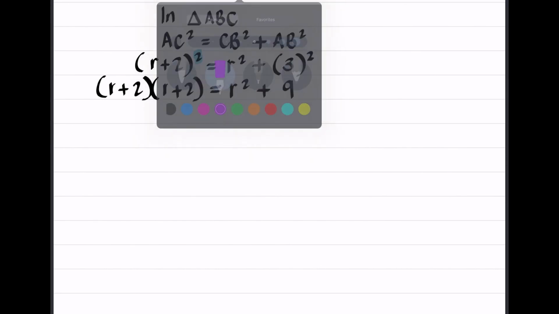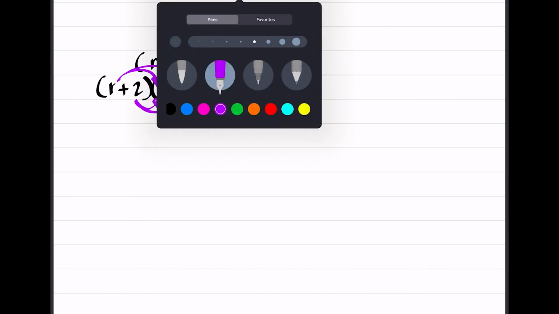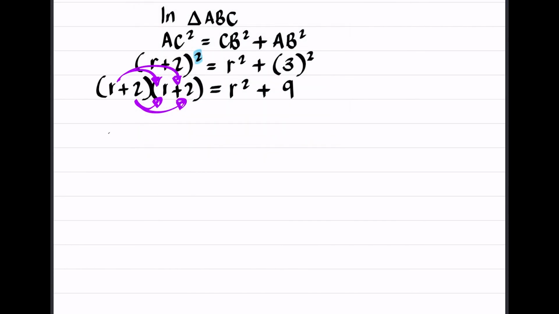Now I can multiply these out. I can FOIL out these two brackets. So I have first times first, outer times outer, inner times inner, and last times last. So I have R times R, which is R squared, R times positive 2, which is positive 2R, positive 2 times R, which is positive 2R, and positive 2 times positive 2, which is positive 4, and that is equal to R squared plus 9.